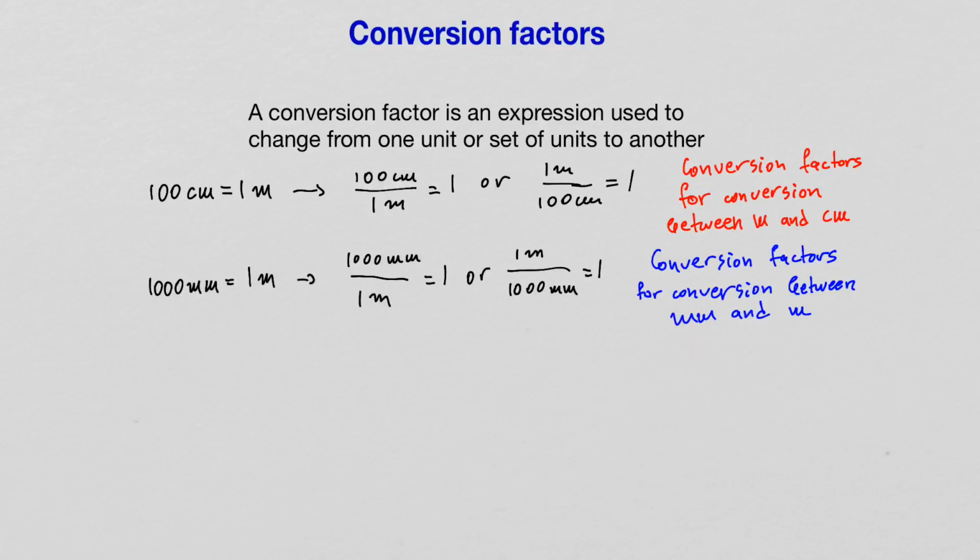Similarly, I can create a conversion factor for converting meters to kilometers or kilometers into meters. I can create a conversion factor that converts derived units such as meters per second into kilometers per hour, and so on and so forth, as long as I know the relationship between the individual units that are used to make the derived unit.